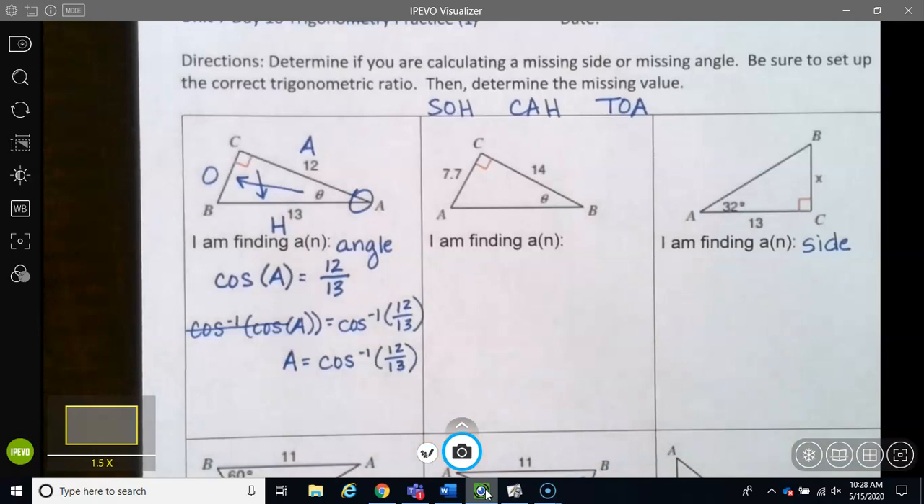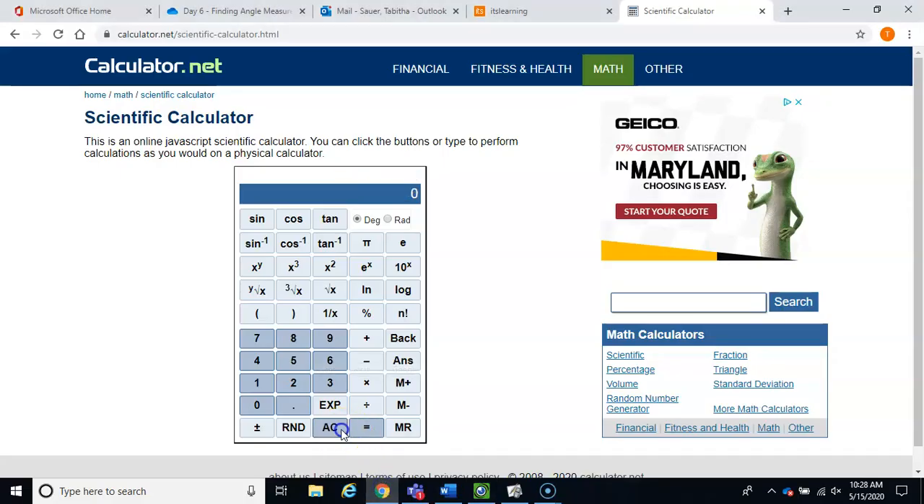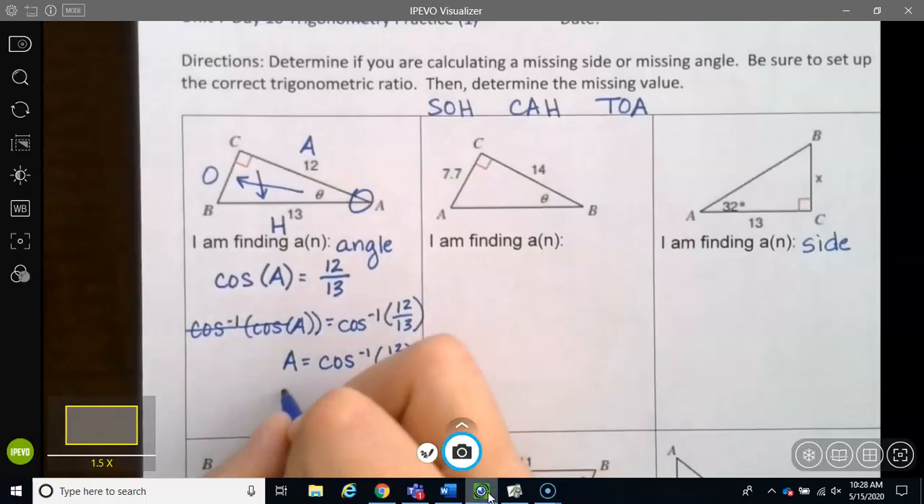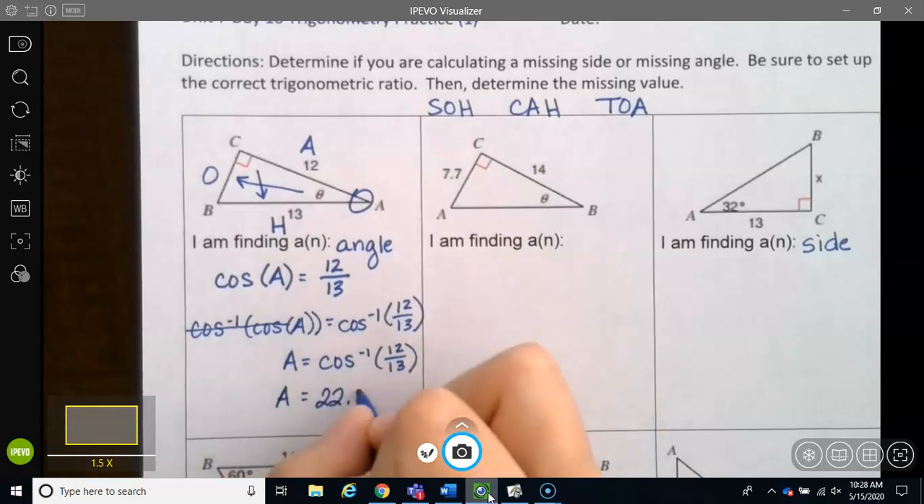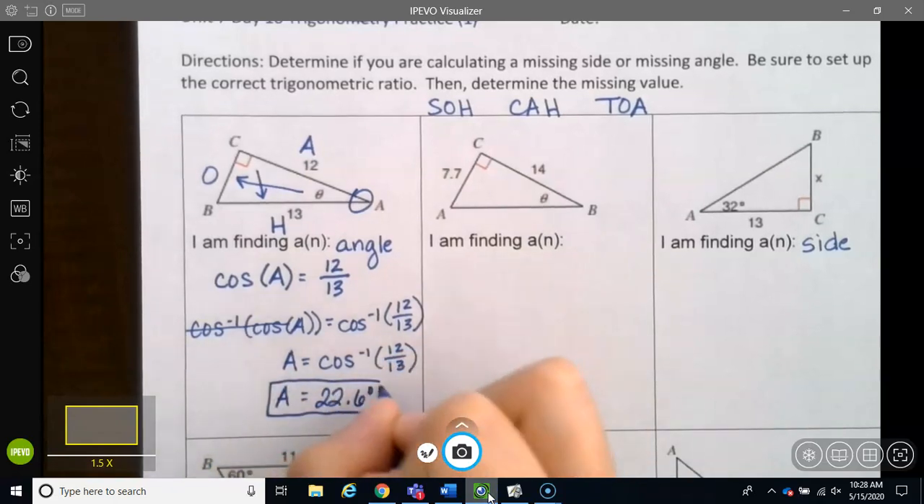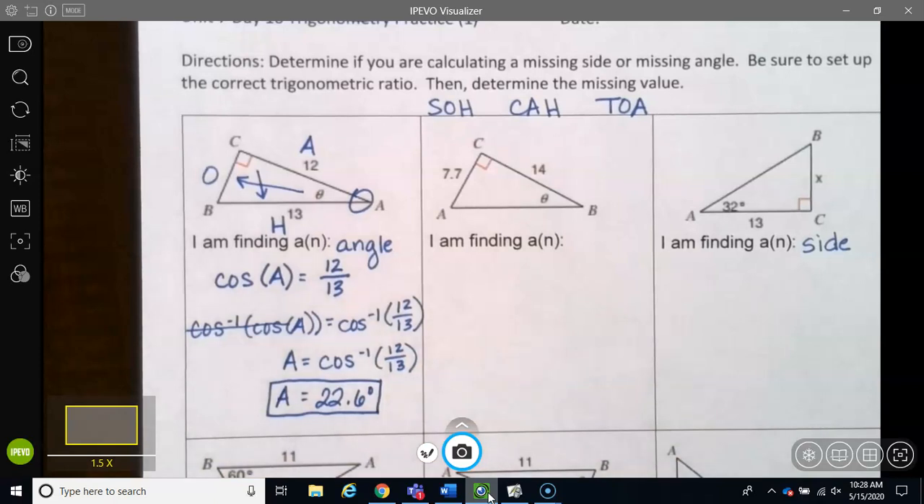And that's what you have to type. Now that we have our variable by itself, that's what you type into the calculator: cosine inverse of 12 divided by 13. So clear this out. Cosine inverse 12 divided by 13. And then our answer is 22.6 when you round to the nearest tenth. And that's all they want us to find. You're either just going to be finding a single angle or a single side on each one of these. You're not having to find all of them. So angle A is 22.6 degrees.